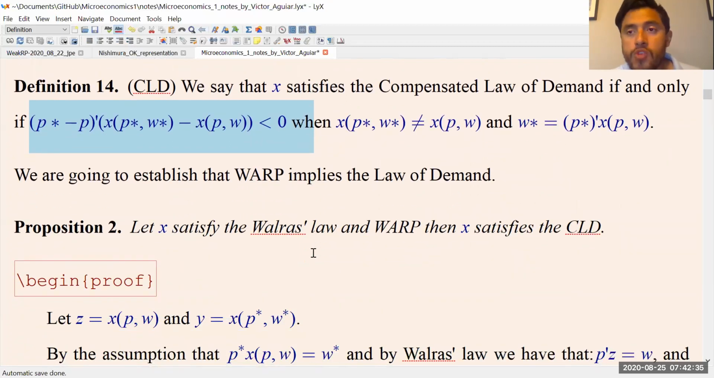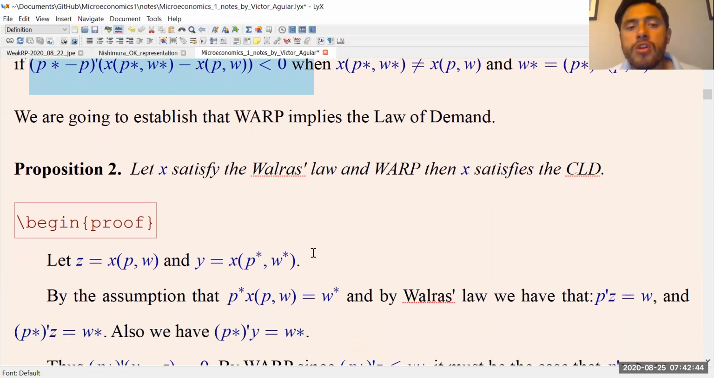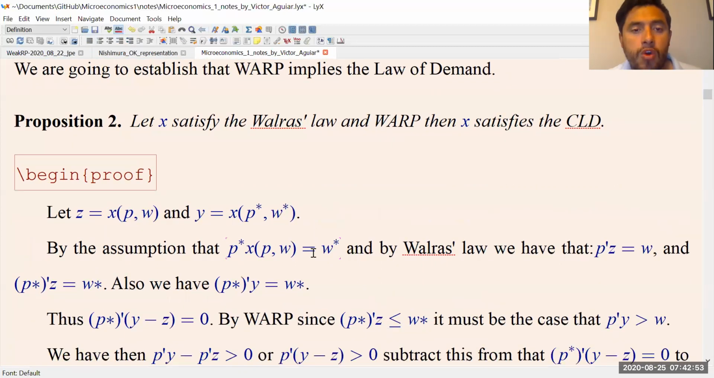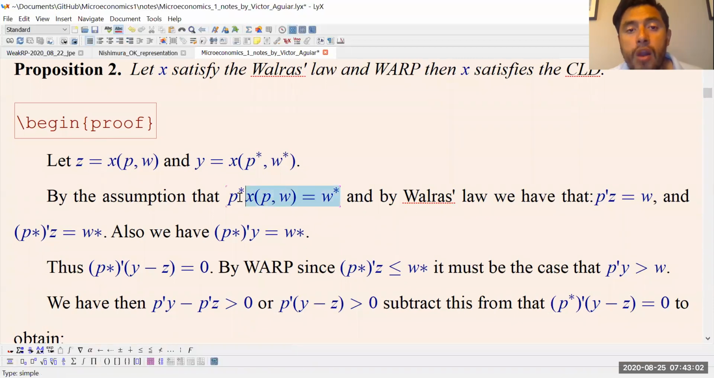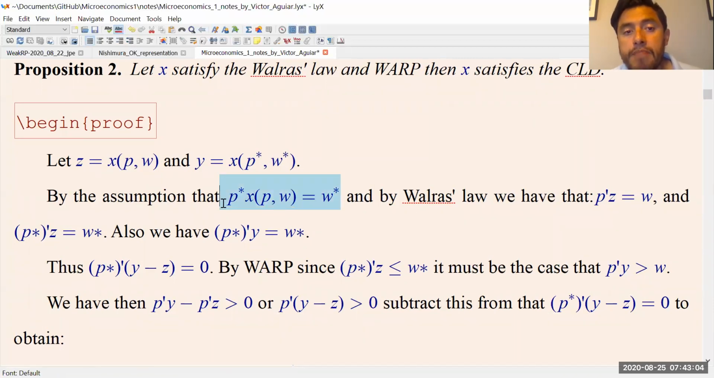Well, we're going to see that the compensated law of demand in its differential form is just an implication on the Slutsky matrix. First we're going to show quickly that WARP and Walras' law imply the compensated law of demand. This is very simple, so I'm going to go over it quickly. Let z be equal to the original demand, and y be the second demand. By assumption, p star times x star is equal to w.